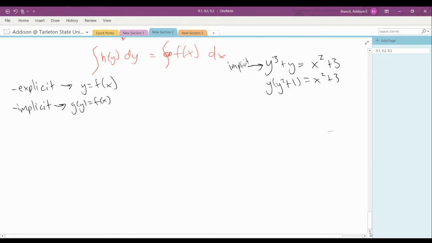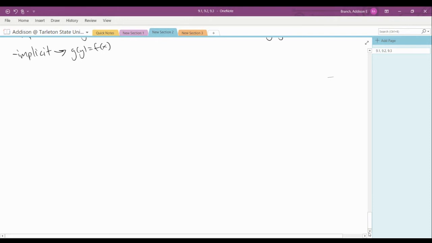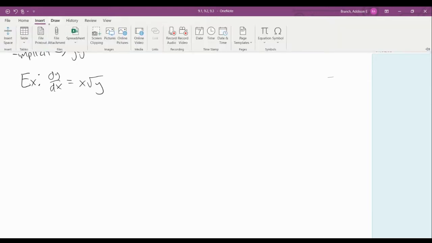So now let's go ahead and do a couple of examples of these. For our first example, we have dy over dx is equal to x square root of y. Our first step when we solve differential equations is that we want to essentially get all the y's on one side and all the x's on the other side.